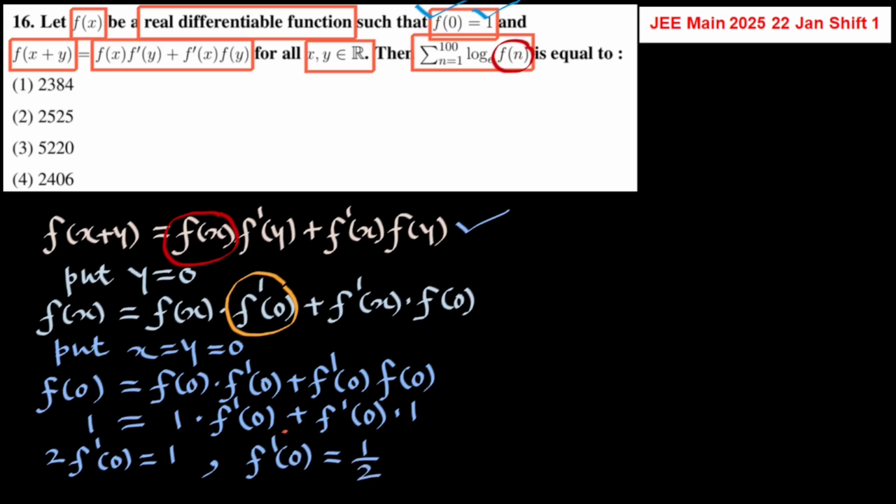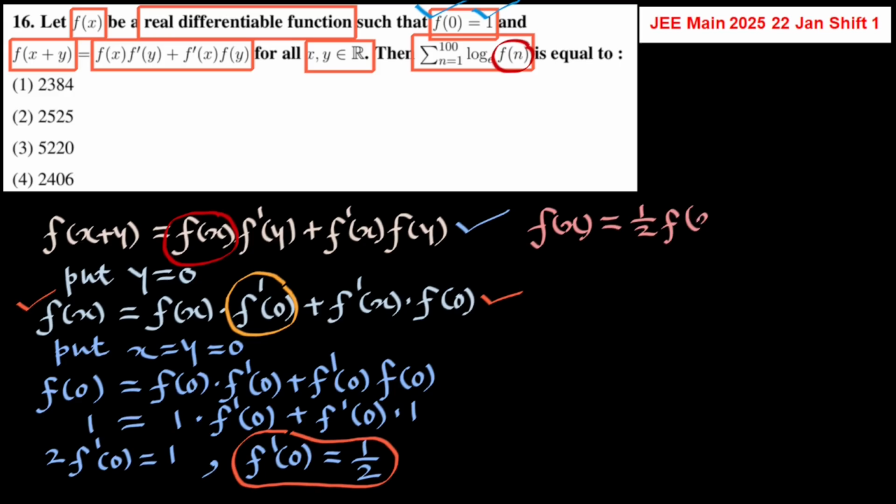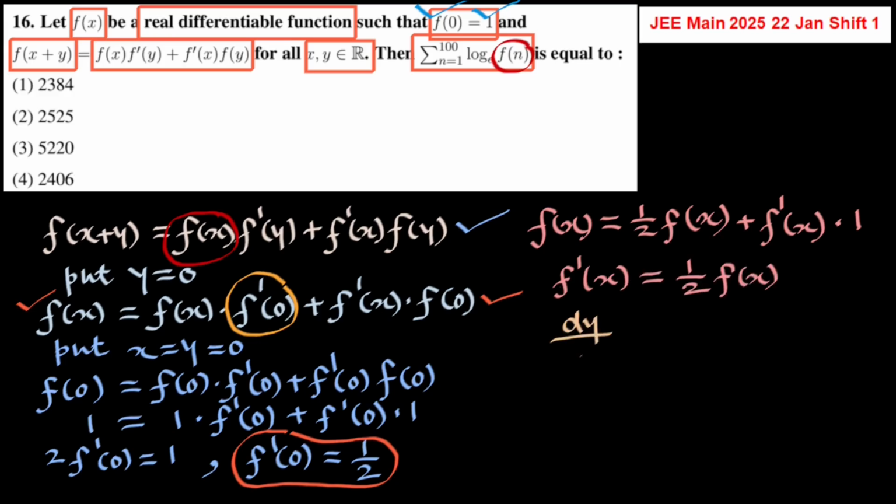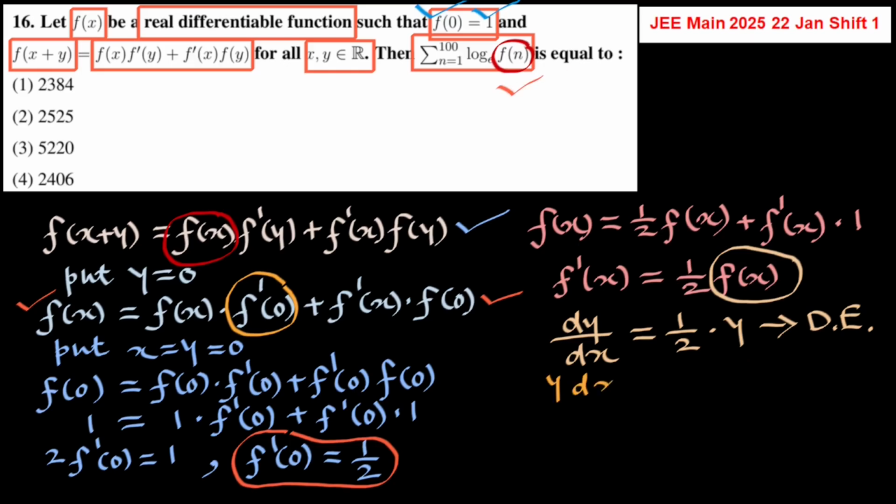Now we will use value of this f dash of 0 in this equation and get f of x. So f of x will be half f of x plus f dash x into 1. So we get f dash of x equals half f(x). We write dy by dx for f dash x equals half, and here we write y for f of x. Here we got a differential equation which we will solve to find this f of x, from which we will get this f of n. So we get y dx equals 2 dy, separating the variables, 1 upon y dy equals half dx.